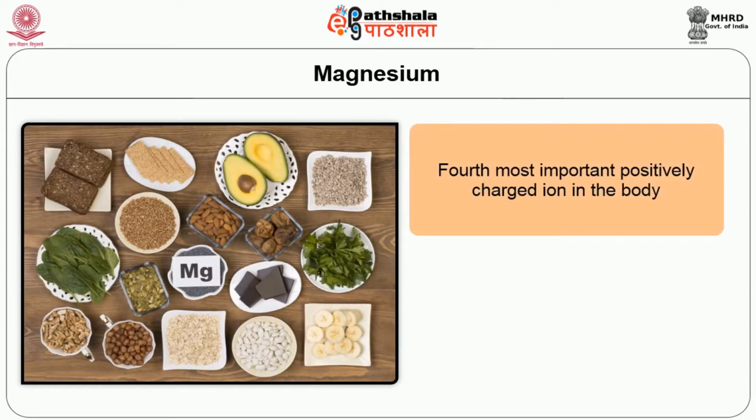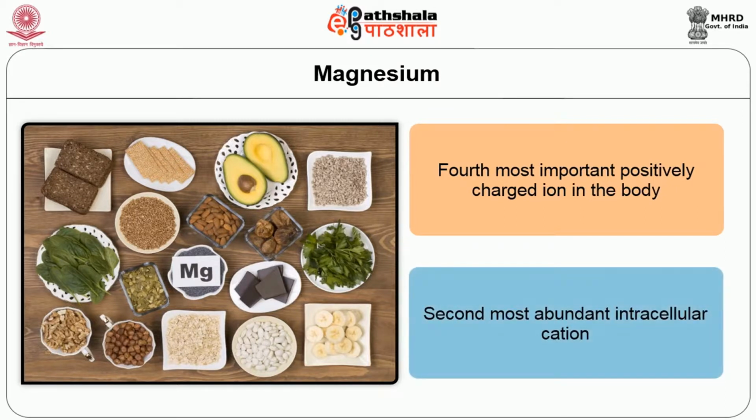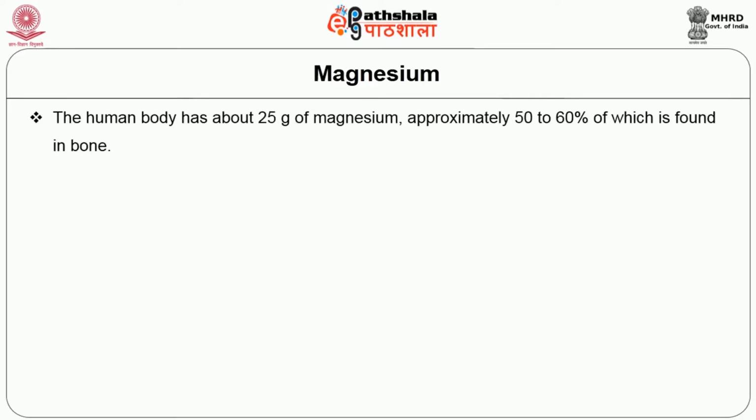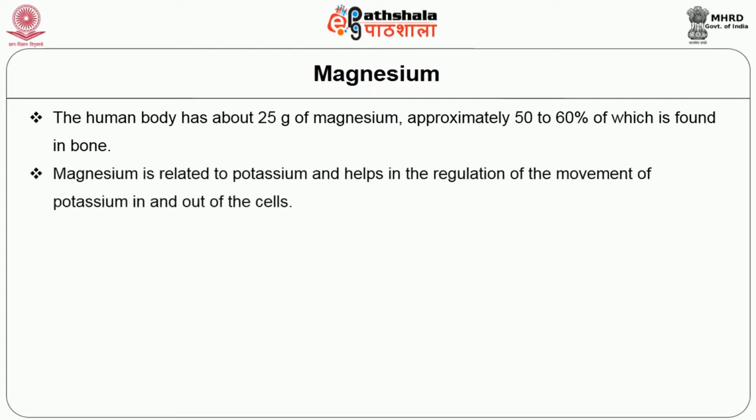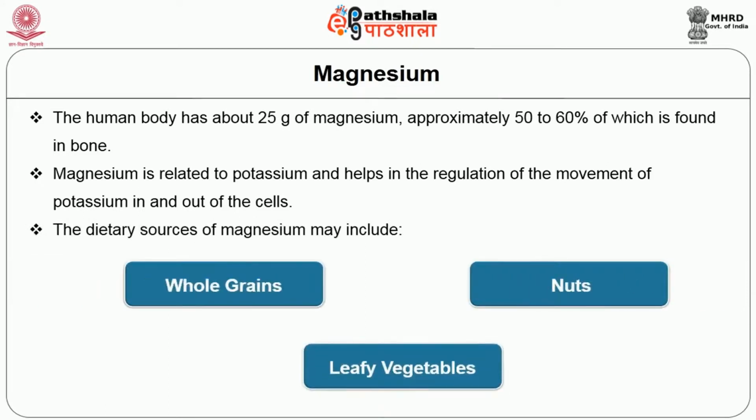Magnesium is the fourth most important positively charged ion in the body and is the second most abundant intracellular cation next to potassium. The human body has about 25 grams of magnesium, approximately 50 to 60% of which is found in bone. Magnesium is related to potassium and helps in the regulation of the movement of potassium in and out of the cells. The dietary sources of magnesium may include whole grains, nuts and leafy vegetables.